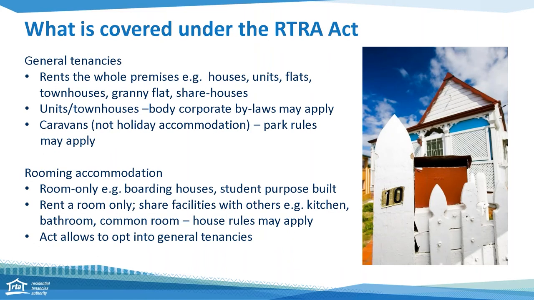So let's now look at what is covered. The legislation covers two main areas. You've got your general tenancies, which is your houses, your townhouses, your units, flats, granny flat and shared houses. This also includes movable dwellings or your permanently let caravans. You rent the whole premises. You may also have body corporate bylaws if you rent an apartment or a unit, and you may also have park rules if you're in a caravan park.